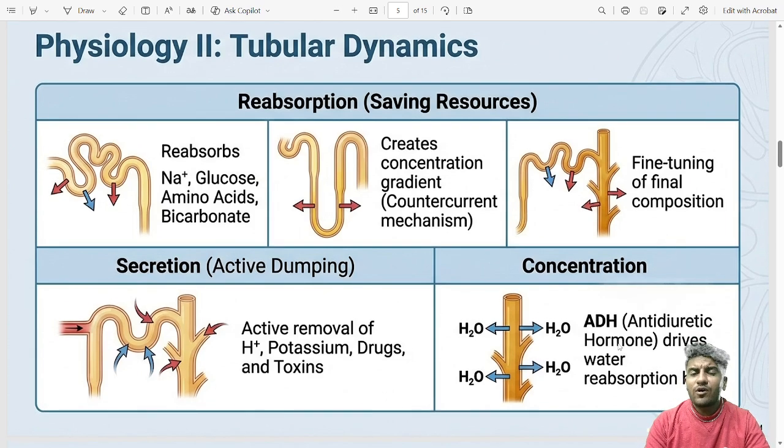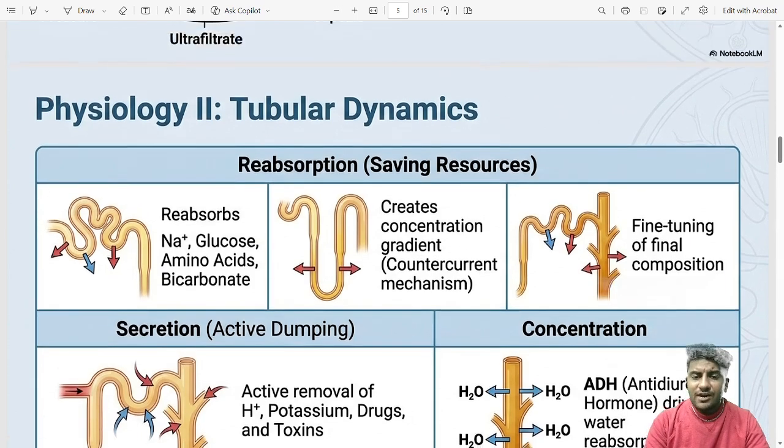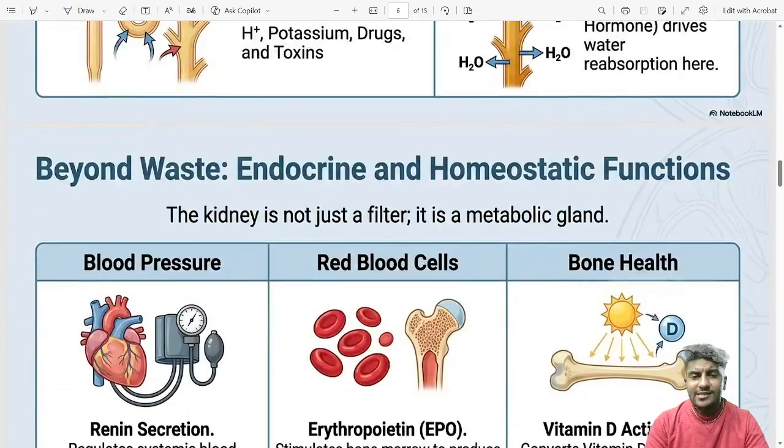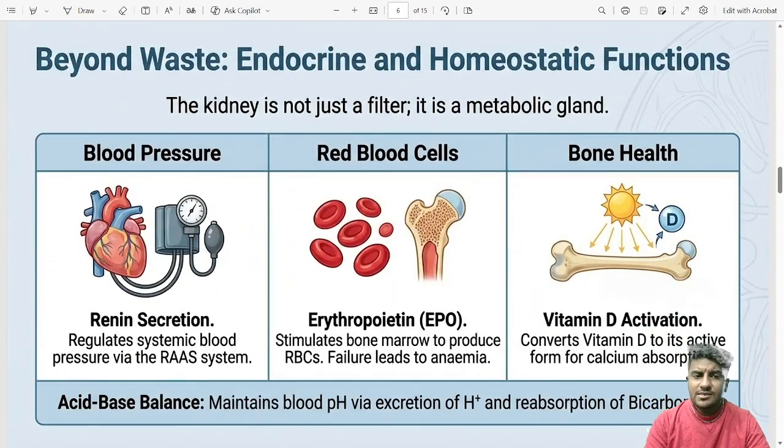The steps of urine formation involve ultrafiltration, tubular secretion, and selective reabsorption. These are the three steps of urine formation. So beyond waste, kidney is not just a filter. It is also responsible for your bone health. Ask me how. Here it's just written bone health.